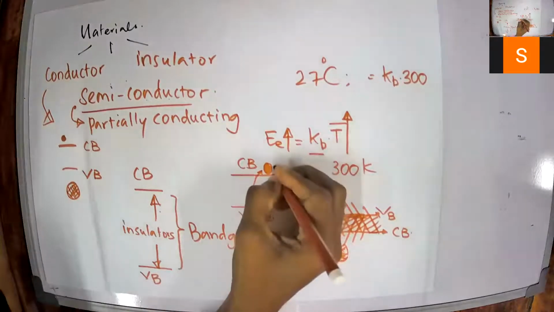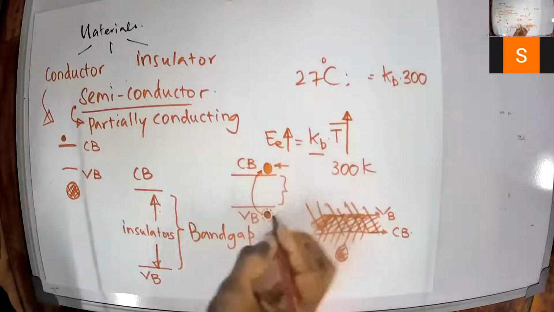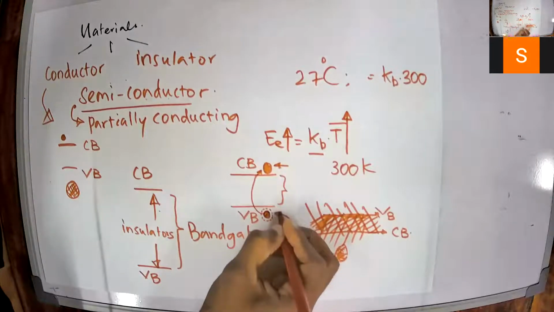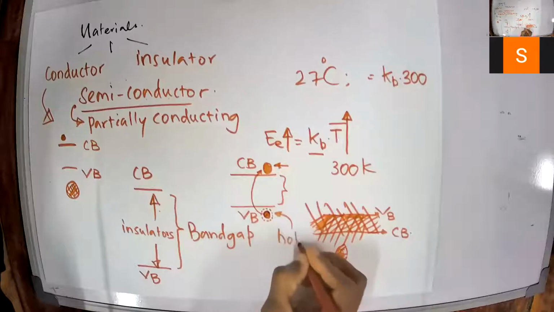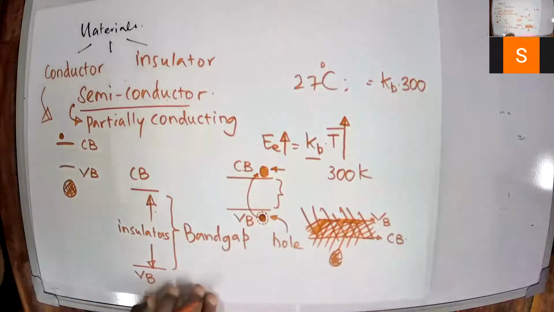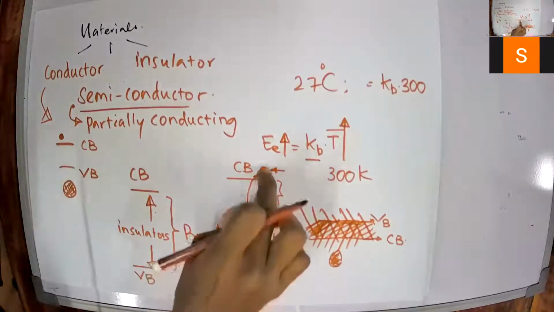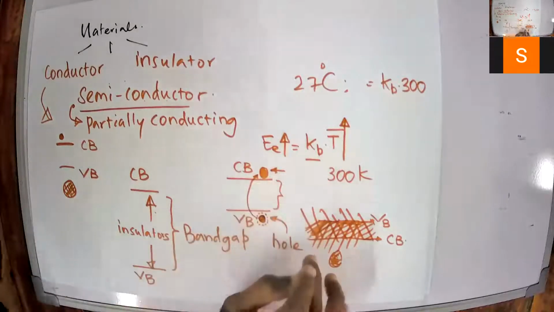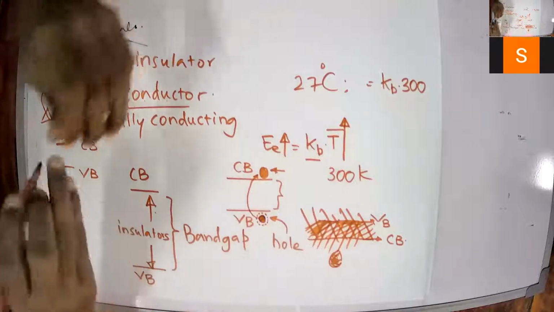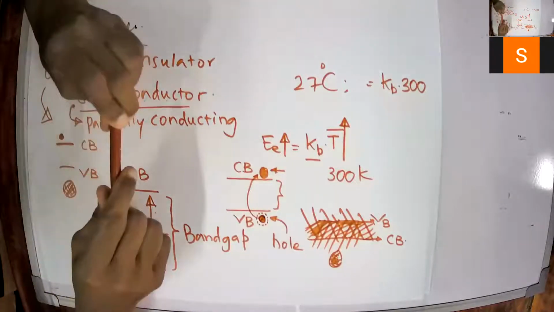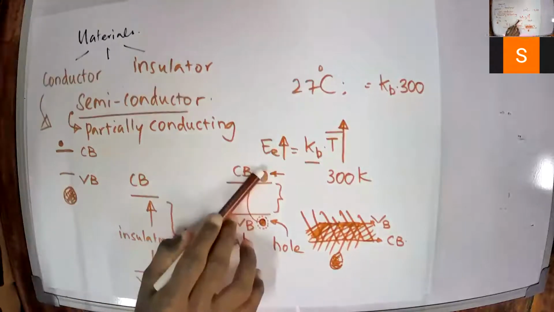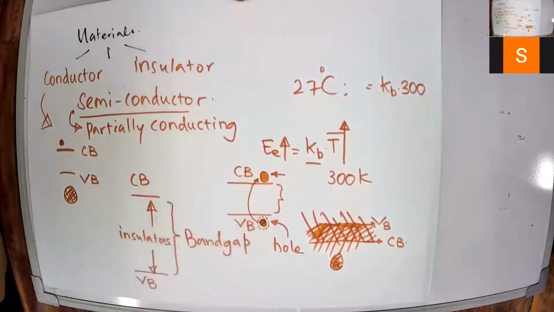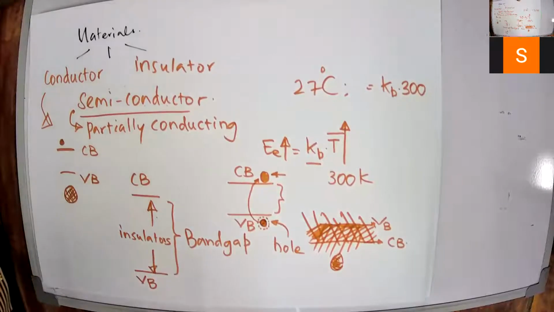Clear? So this is called an electron, and the vacancy of the electron at the valence band is called a hole. These two, electron and hole, will effectively contribute in conduction of electricity.